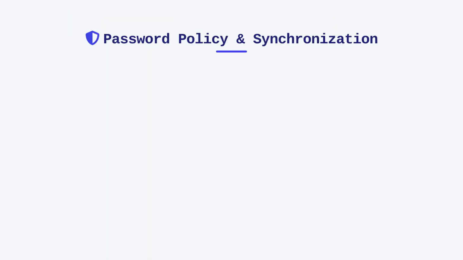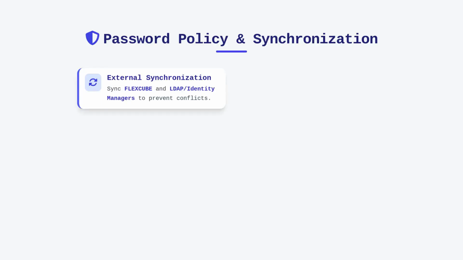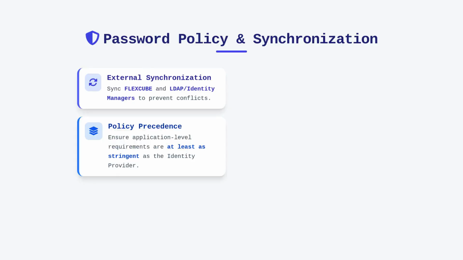Another layer of this complexity involves how the application handles password history and synchronization. If your deployment uses an external identity manager or a centralized LDAP system, the password policy configuration inside FLEXCUBE might need to be synchronized to prevent conflicts between the two systems. We often see practitioners struggle because they fail to account for the precedence of policies when multiple security layers are enabled. You must verify that the password complexity requirements at the application level are at least as stringent as those at the identity provider level to avoid frustrating the end users.